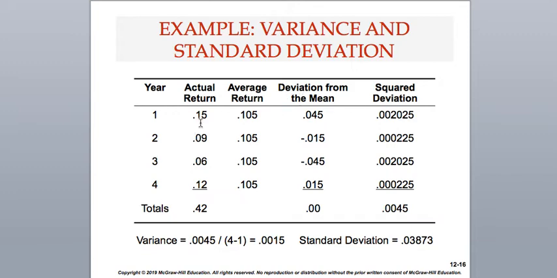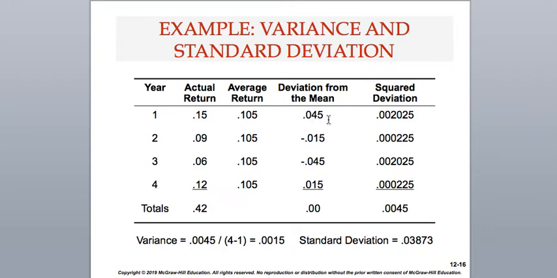So 0.15 minus 0.105 is equal to 0.045. 0.09 minus 0.105 is equal to negative 0.015. 0.06 minus 0.105 is equal to negative 0.045. And finally, 0.12 minus 0.105 is equal to 0.015. Step 3 would be to square the deviations.